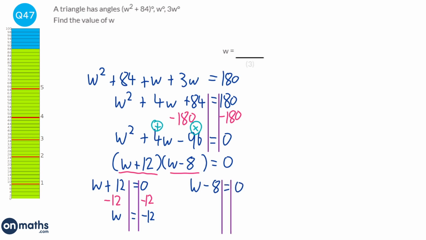Solving lines in. Add 8 both sides. W equals 8. Now we've got two answers here, but it says value of w. Well, we can't have a negative angle, so we know we're looking for w to be positive. So the answer must be 8.